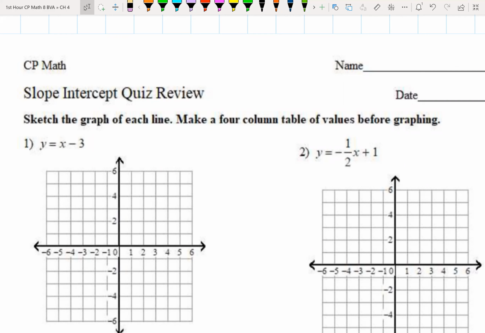What I'd like to do today is break this into multiple video parts. This is part one, going over numbers 1 and 2 for starters. Sketch the graph of each line, but make a 4-column table of values before graphing.